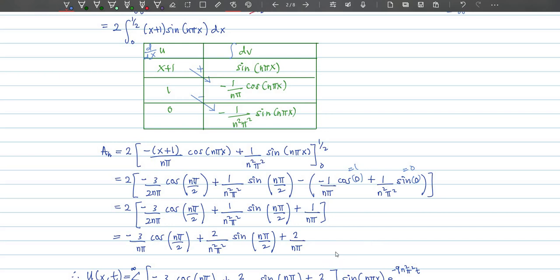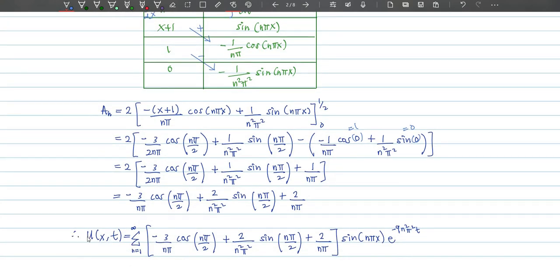Next, rewrite the final answer, which is u(x,t) equal to the summation n from 1 to infinity. The whole coefficient for a_n should be written in brackets, multiplied with sin(nπx), exponent negative 9n²π²t. That's it for this example. Hopefully you understand and grasp how to solve the heat equation for case A. Thank you everyone. Assalamualaikum.